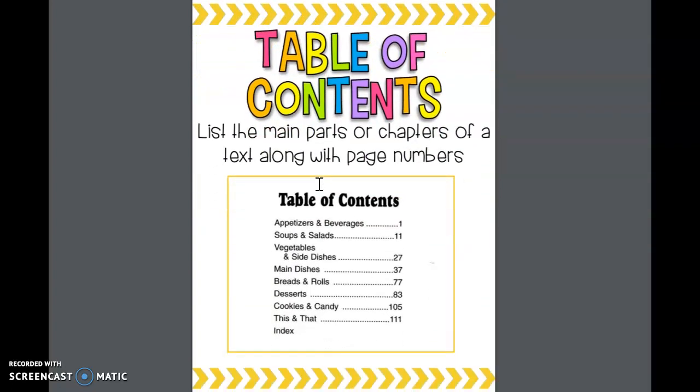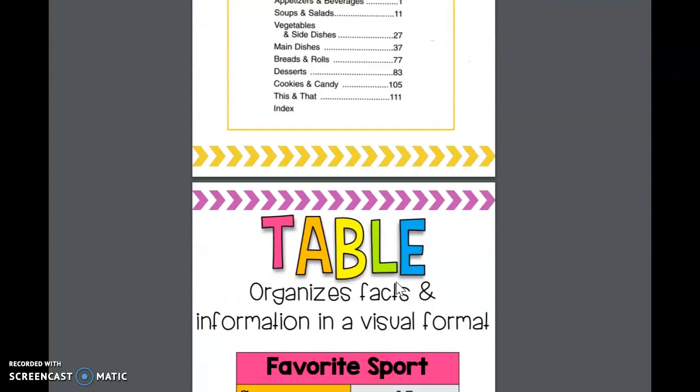Another text feature is called the table of contents. It lists the main parts or chapters of a text along with the page numbers. Okay, so this is at the beginning of the text. So if I only want to learn about how to make different breads and rolls, I know that I go to page 77, so I don't have to look through the whole book and I can just come to the table of contents to find the page that I'm interested in.